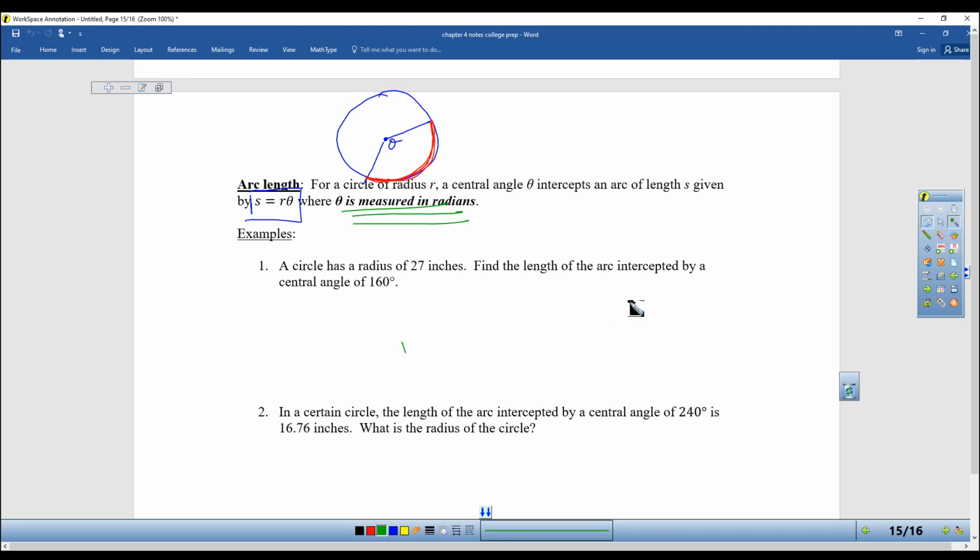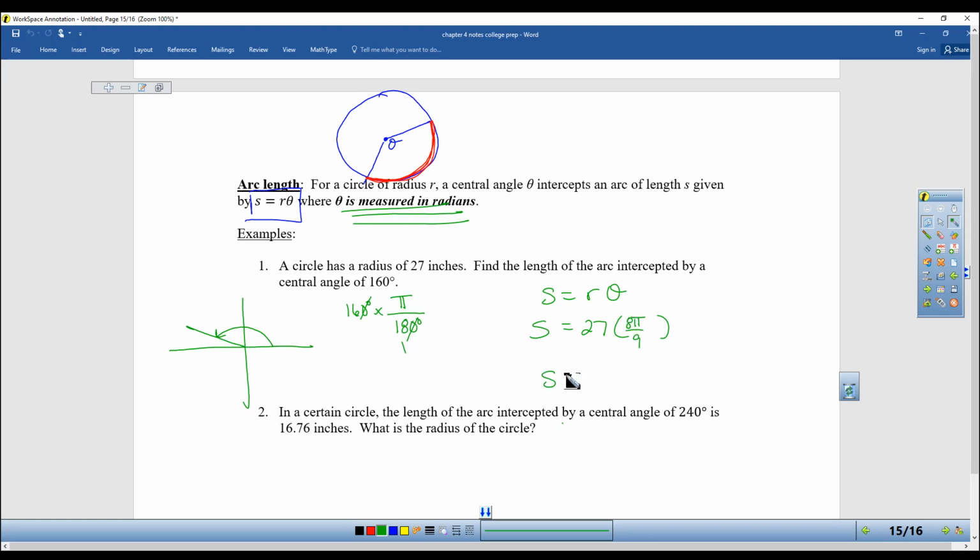So right away, I see that they're asking for the length of the arc, so I write down my formula and fill in what I know. 27 inches is the radius, and then theta. It does say 160, which, by the way, since 180 is all the way over, is a pretty big angle. But we're going to change it to radians. Our conversion factor is that 180 degrees is the same as pi radians. So I can cancel those zeros, and 16 over 18 reduces to 8 ninths. So 8 pi over 9.